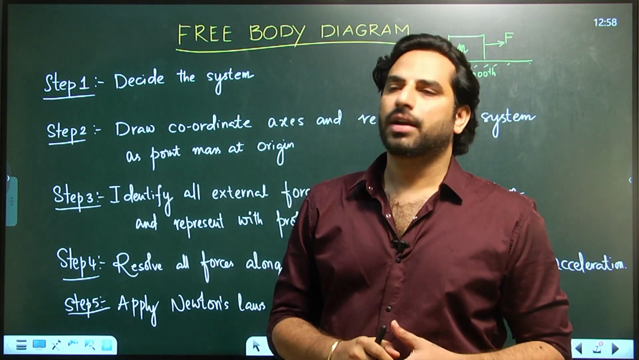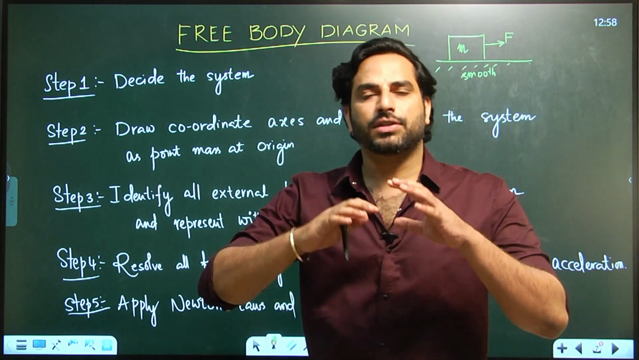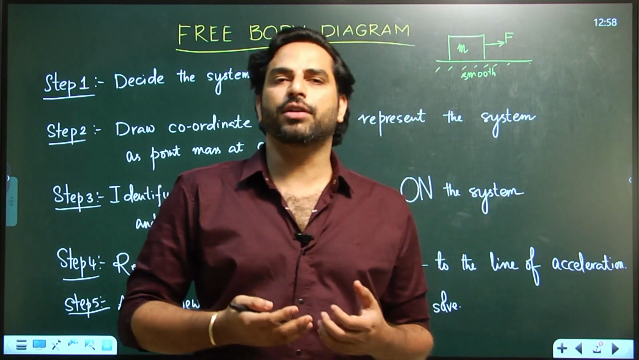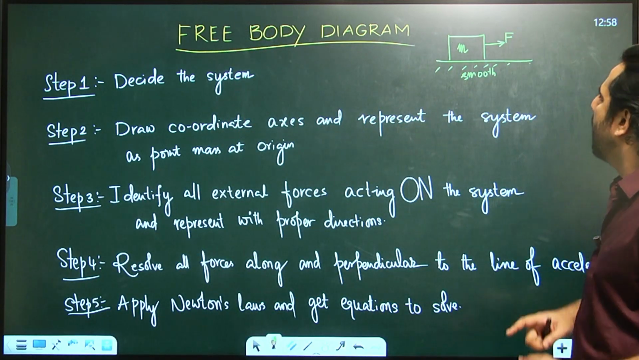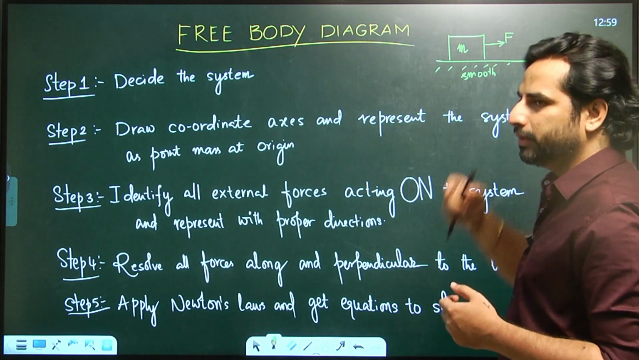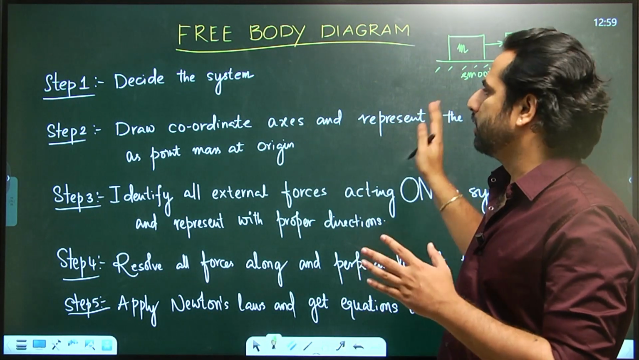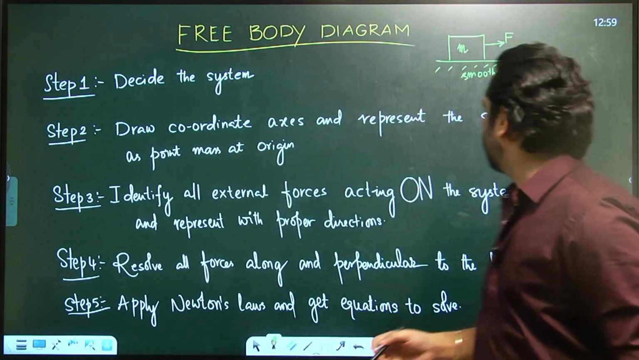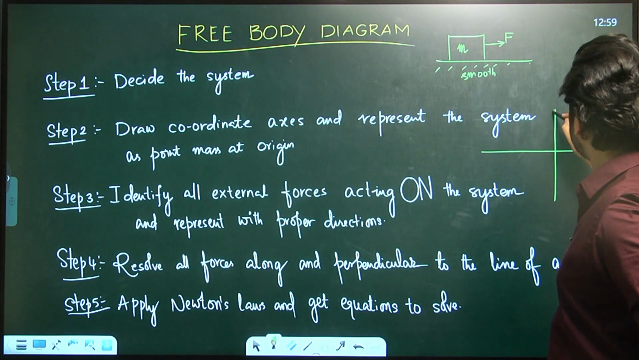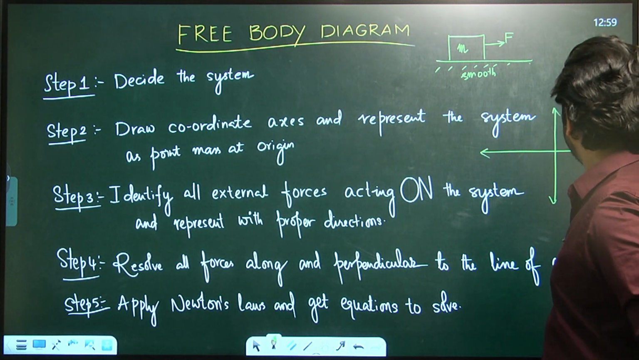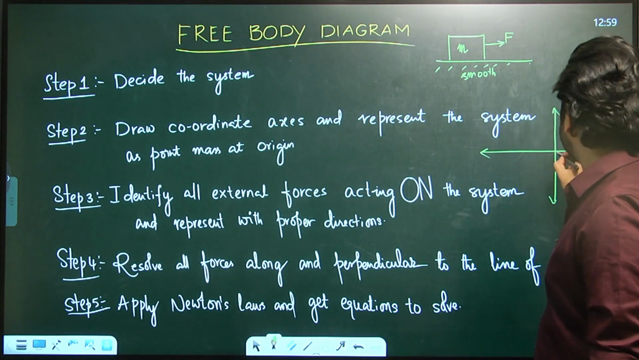Step number 1, decide the system. So system is nothing but the set of entities on which you are trying to perform the analysis. In this particular example, I want to find the acceleration of the block, so I would decide that my system is the block. And step 2, draw coordinate axis, the x-axis and y-axis, and represent the system as a point mass at origin.